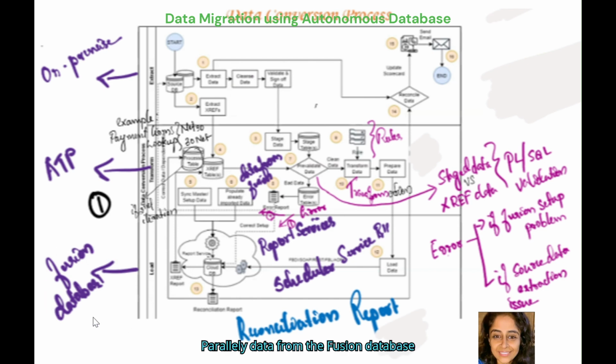In parallel, data from the Fusion database is also fetched using either report services or scheduled service. These are both SOAP-based web services. Data from the Fusion are also taken into the ATP database. Here, we do the pre-validation. After that, we can see if there are any errors. We can use the information in this table to understand if the error is coming from a Fusion setup problem or if the source data extraction had any issues.